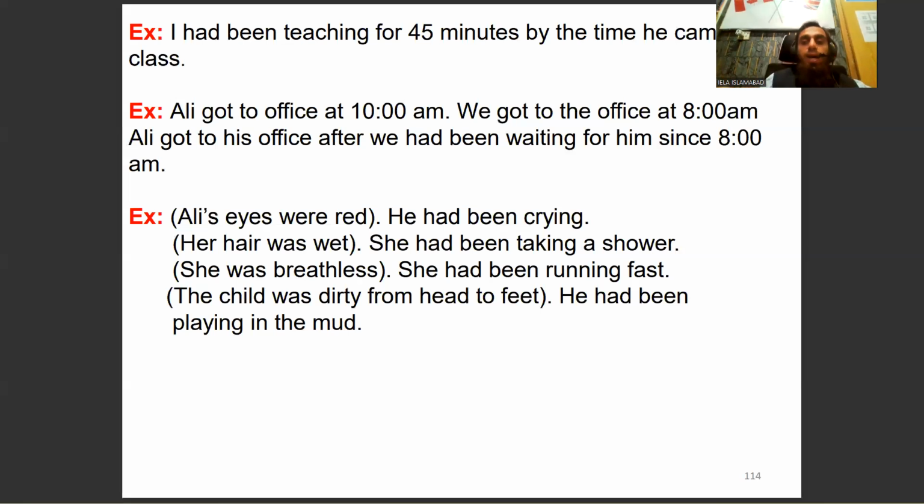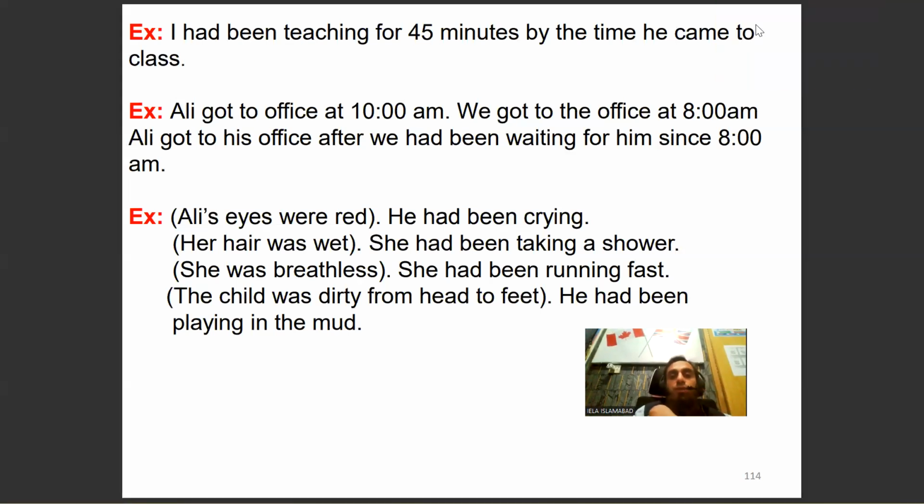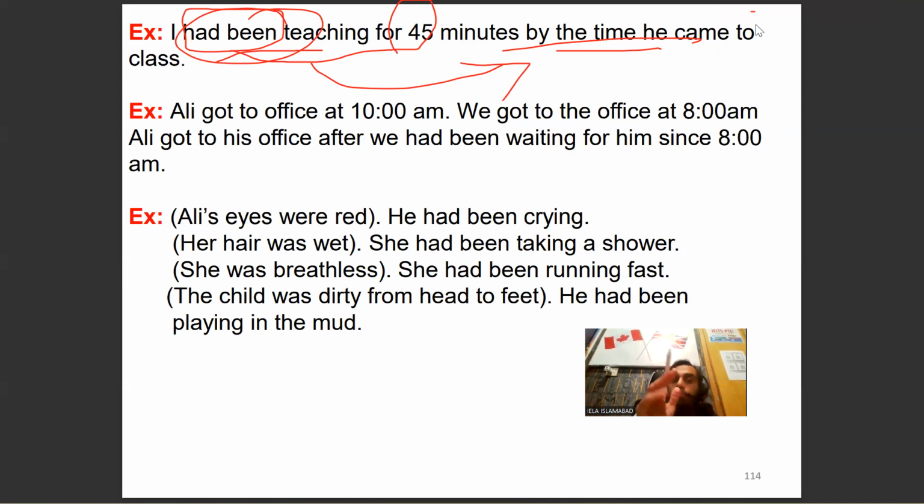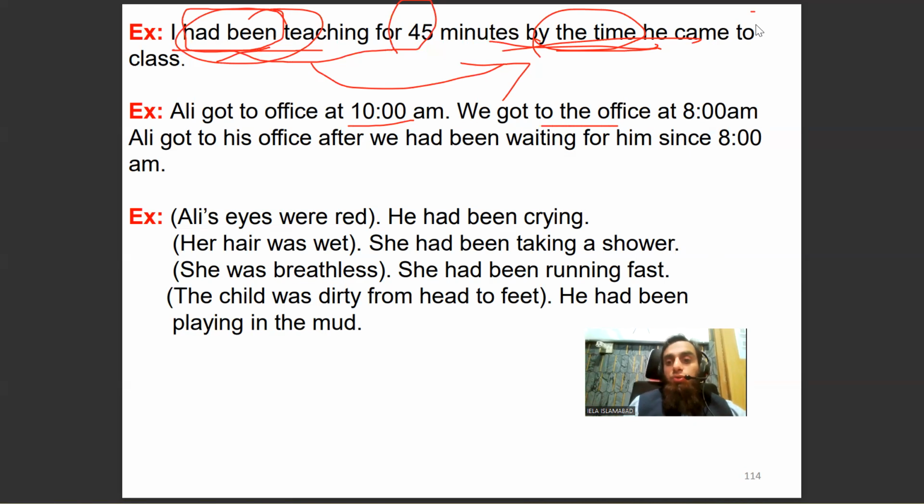Those are very easy. First of all, I had been teaching for 45 minutes. By the time he came to class, I had been teaching. Now this had been is had plus been, right? I had been teaching, which is more insisting, and it is past perfect continuous, and this one is past simple tense. Okay, next example. Ali got to the office at 10 a.m. We got to the office at 8 a.m. Ali got to his office after we had been waiting for him since 8 a.m.